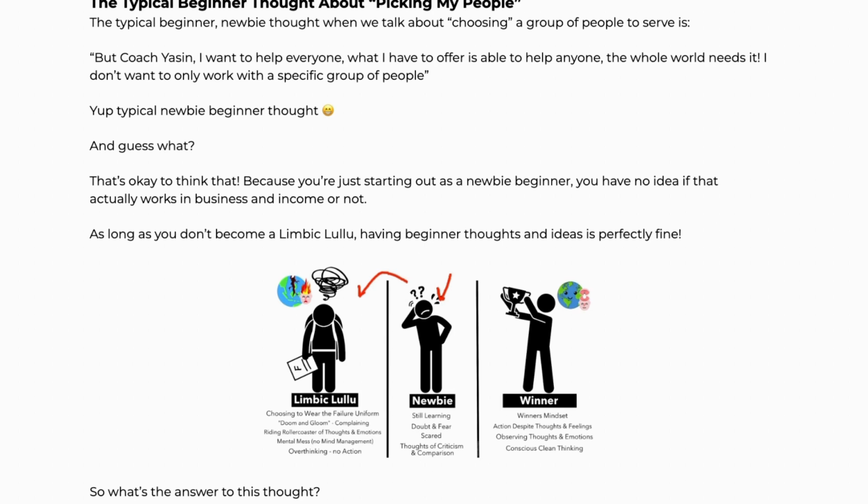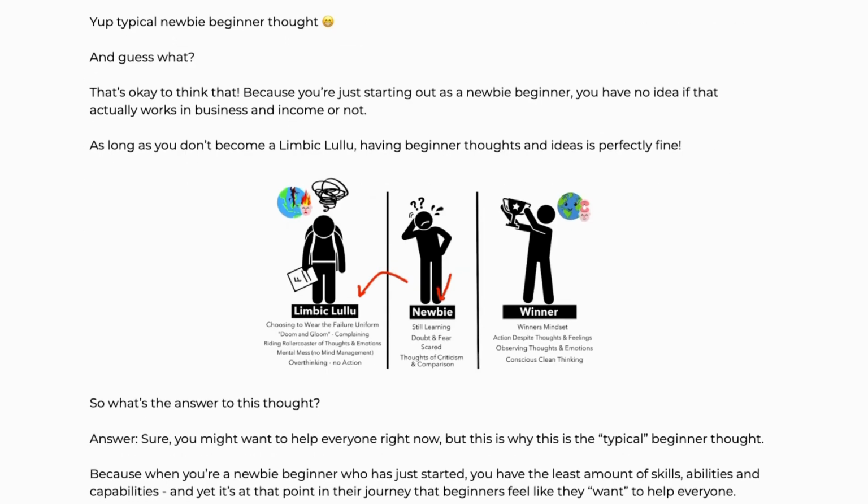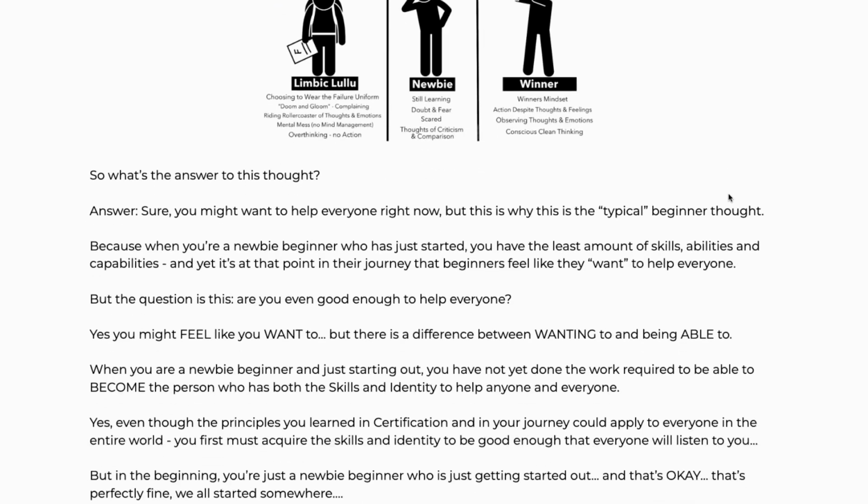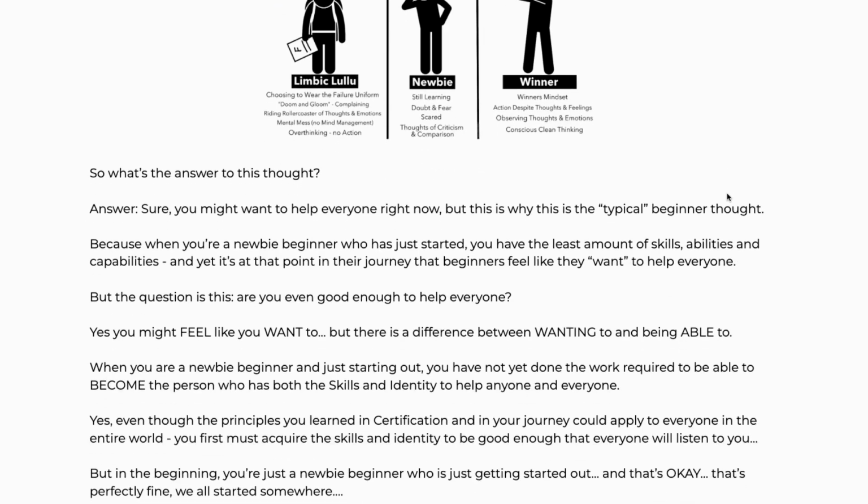Why is it actually important to pick a specific group of people if you want to get to consistent income? The answer to that question is that when you've just started, right, which is the typical beginner thought that we just talked about, when you're a beginner, that's that point in your journey that you have a limited amount of skills and abilities and capabilities, right? It's at that point that beginners feel that they want to help everyone.